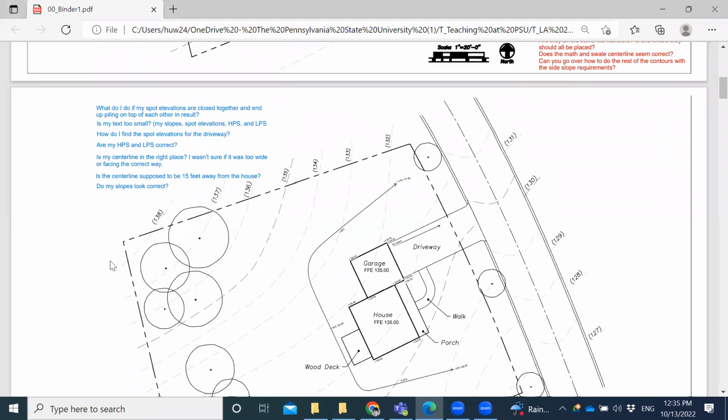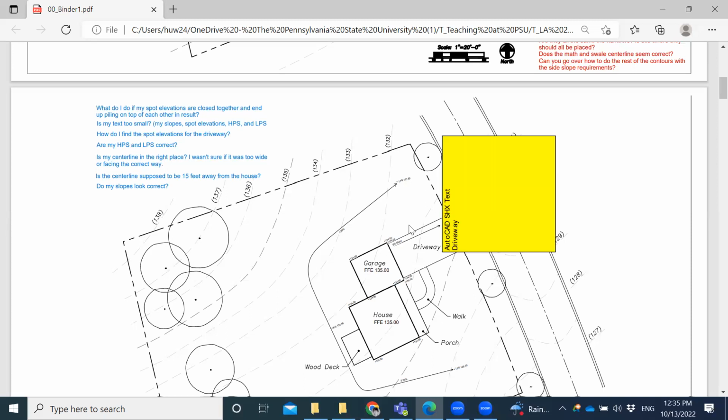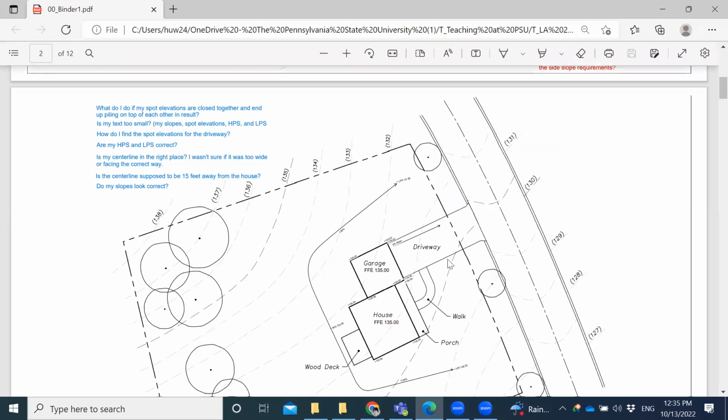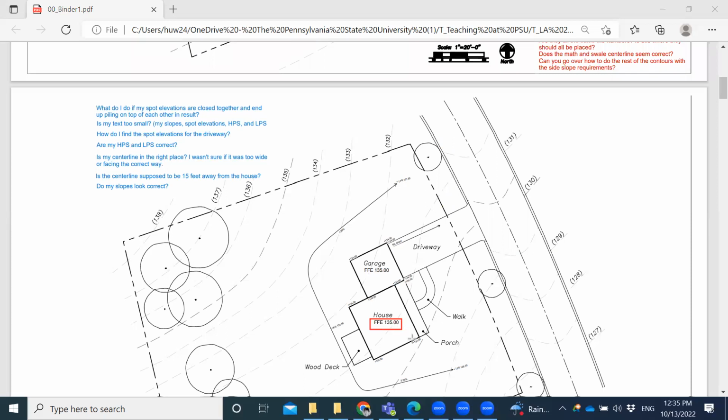What do I do if my spot elevations are close together and end up piling on top of each other? So for sure, your spots, they are too small at this point, okay? The size here is good. This size is good, and it's the easiest to basically just align it the same direction that you have for the house FFE. So the spots of the corner will be looking like that.